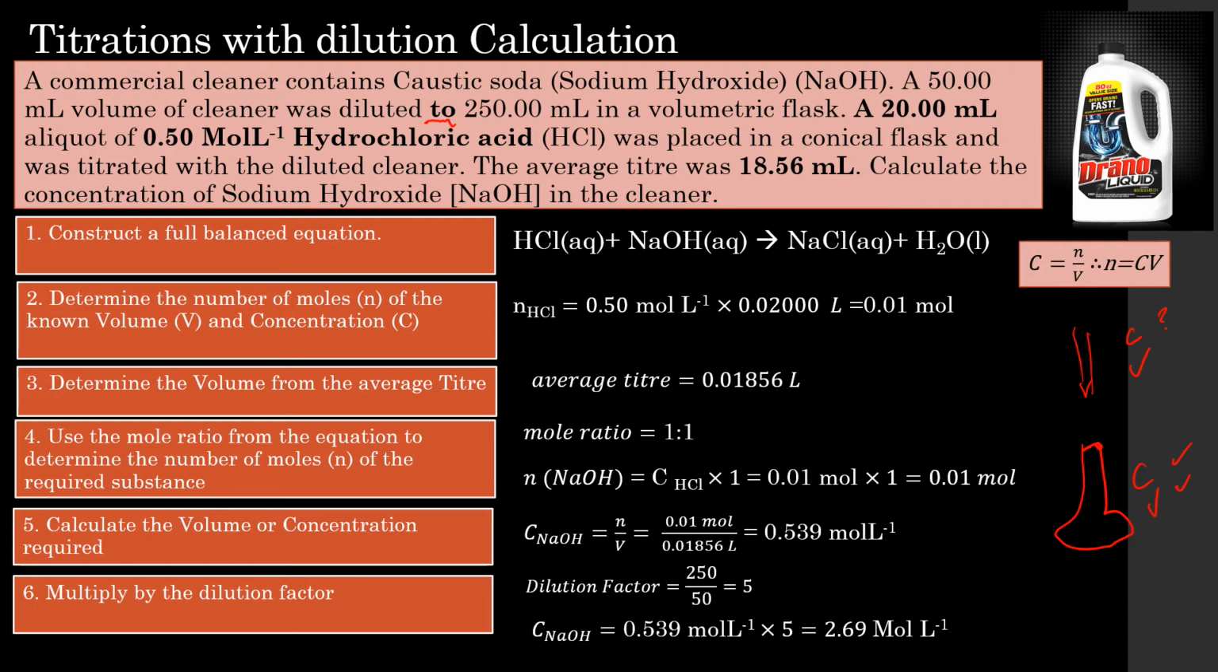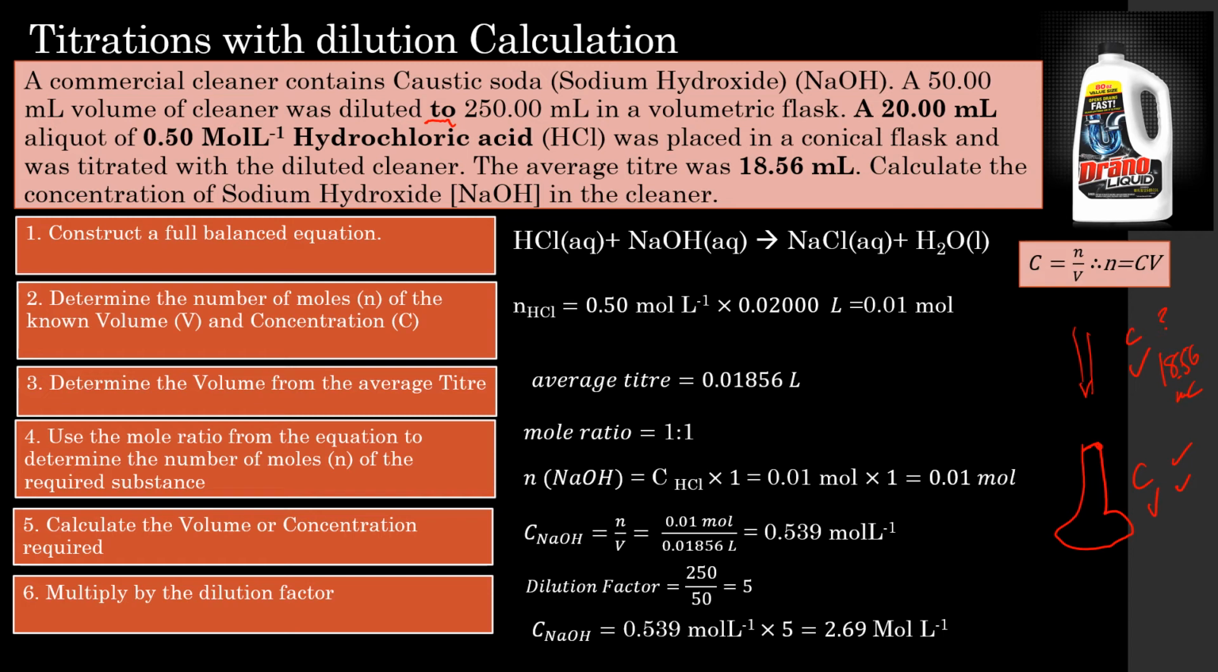And we've got the average titer being 18.56 mL. Okay, so what we want to do is calculate the volume of sodium hydroxide in the cleaner. So what we'll need to do is just find a full balanced equation, and so we've just got 1 mole of HCl and 1 mole of NaOH.